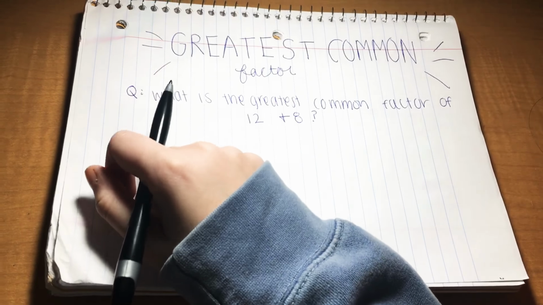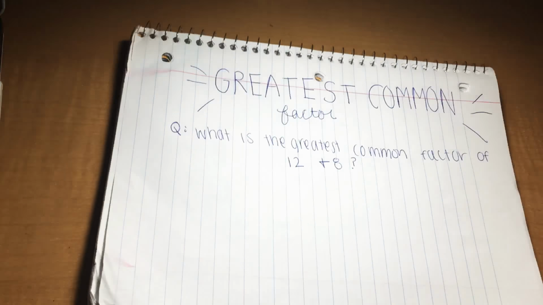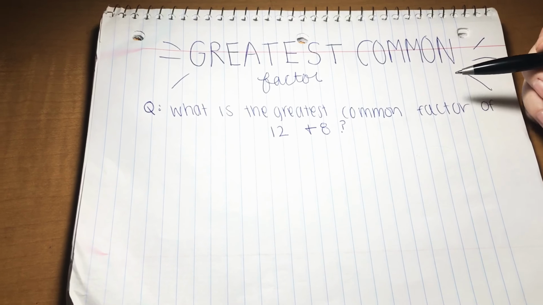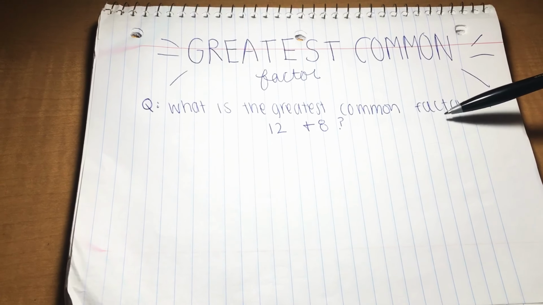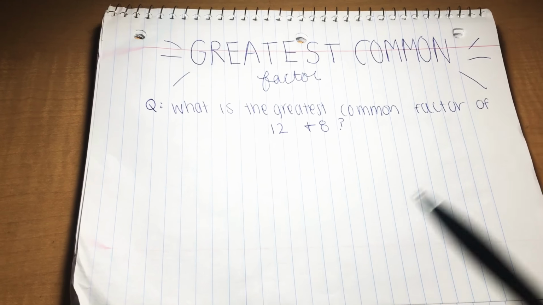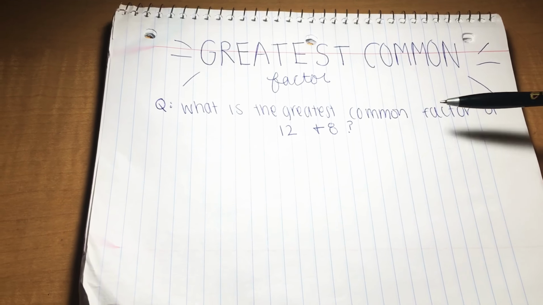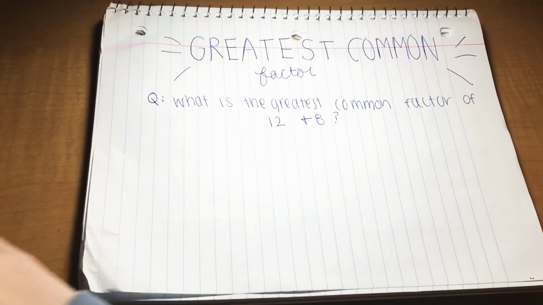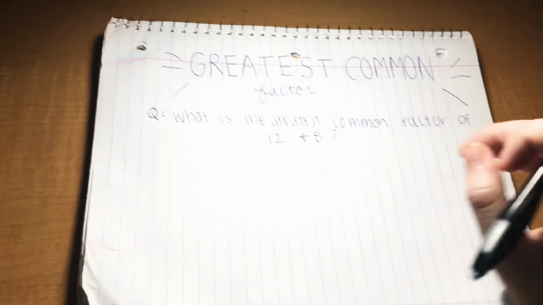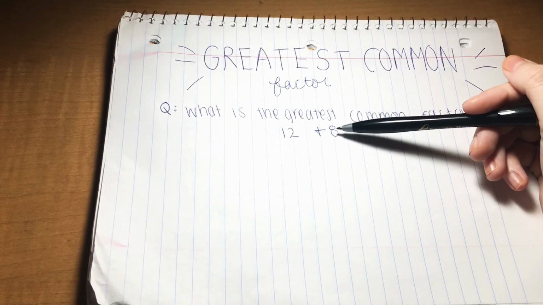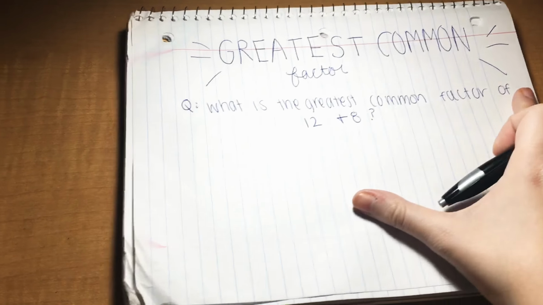Hi everyone, today I'm going to show you how to find the greatest common factor for a number. The example I have is, what is the greatest common factor of 12 and 8? The greatest common factor is the greatest factor that can divide into two numbers. So what we're going to do is find what can go into 12 and what can go into 8, and what's the greatest number that can go into each.